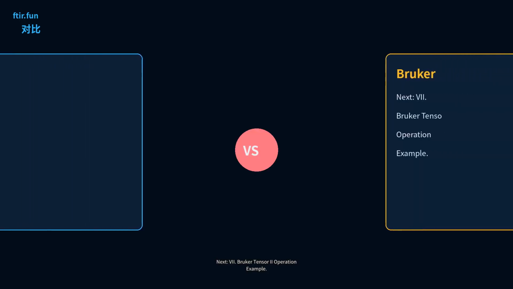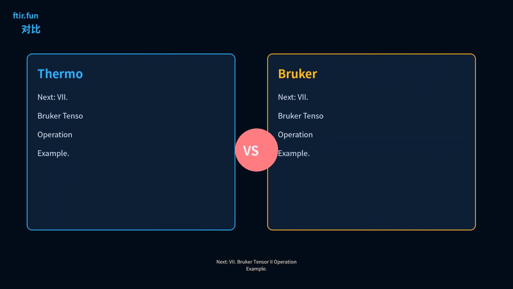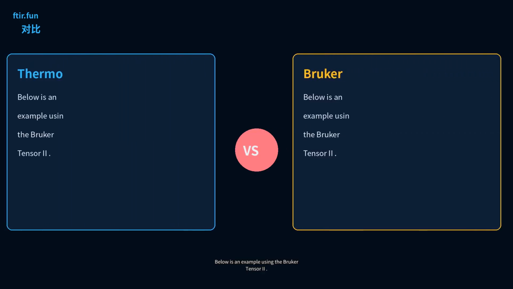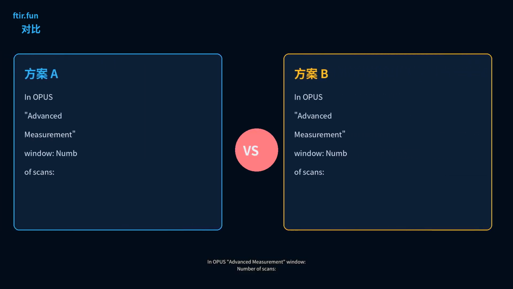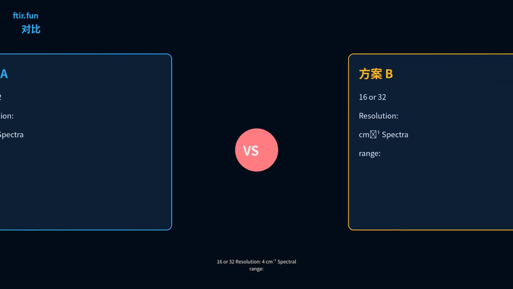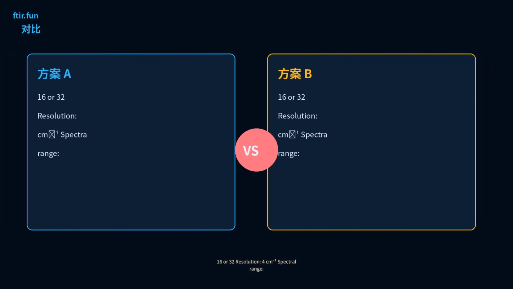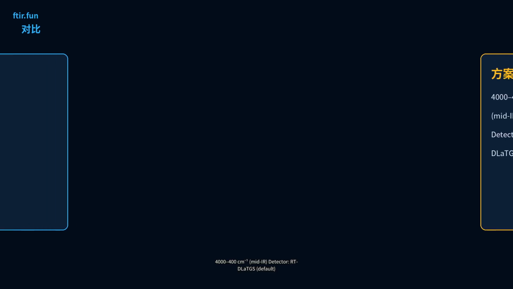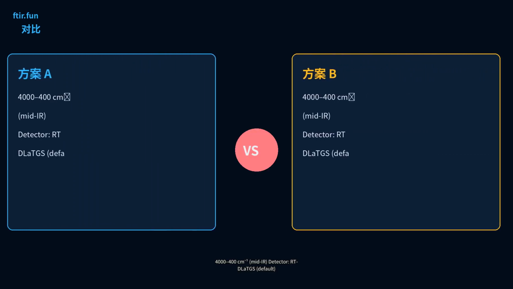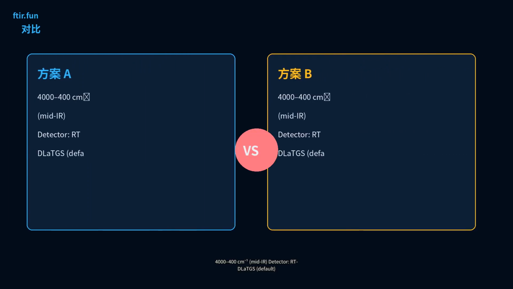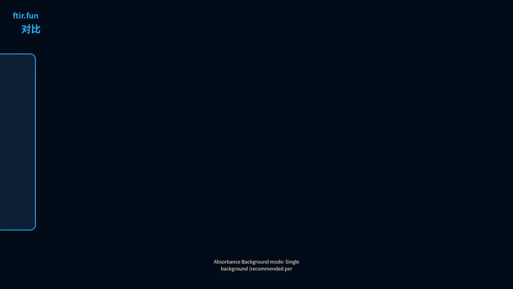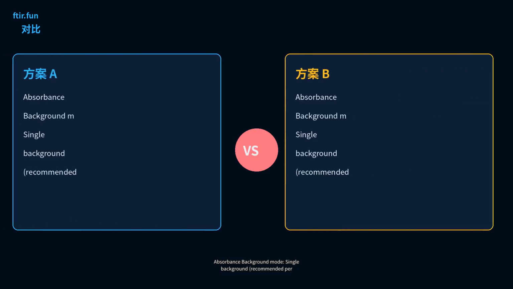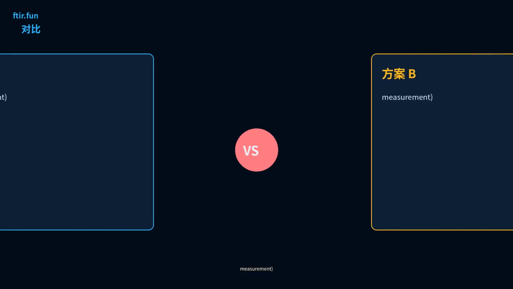Next, Bruker Tensor operation example. Below is an example using the Ep17. In the Opus advanced measurement window, number of scans 16 or 32, resolution 4 cm, spectral range 4,400 cm, detector RTGLATS default, beam splitter KBr, sample mode, absorbance background mode, single background, recommended per measurements.